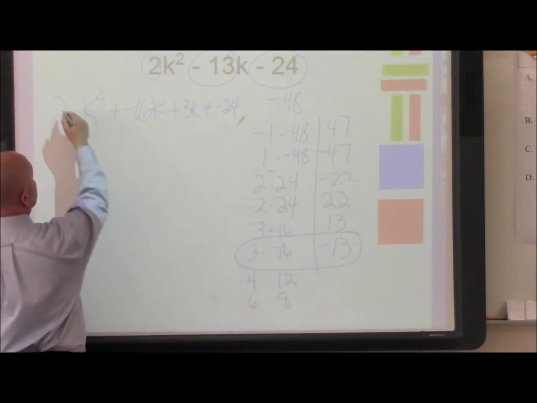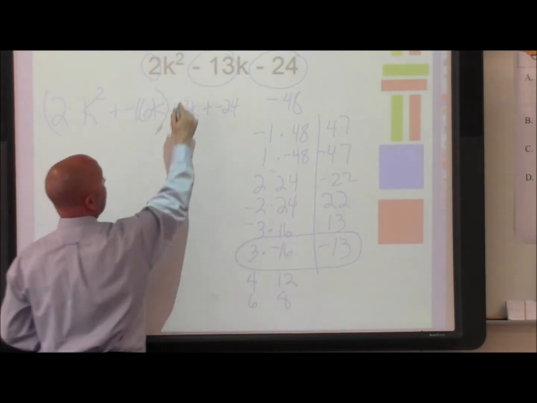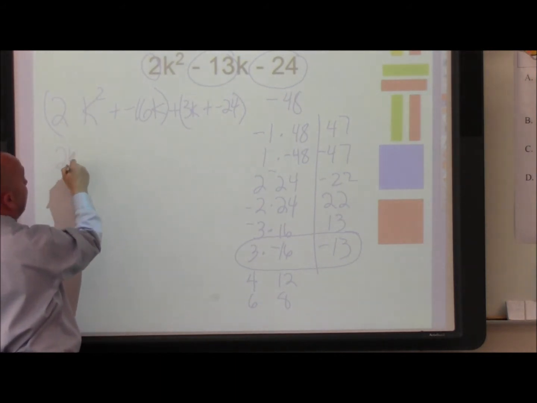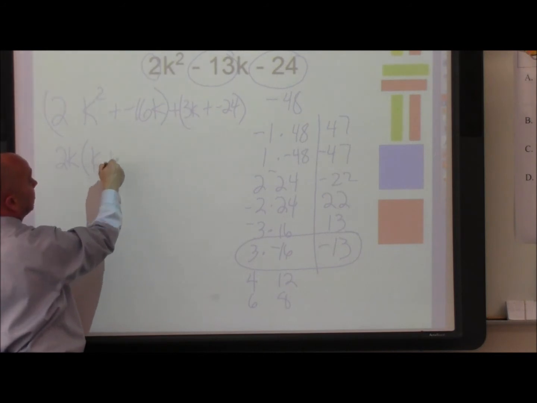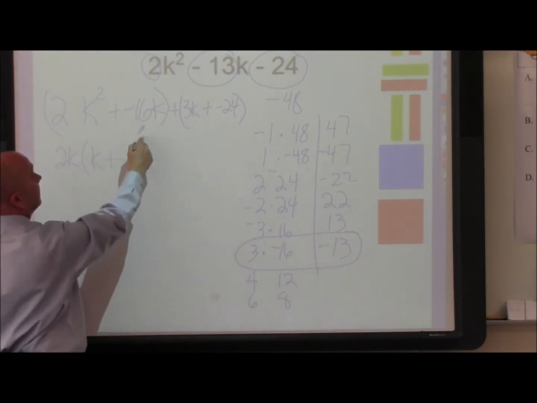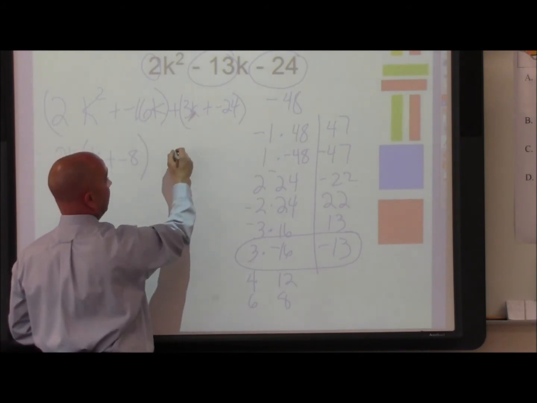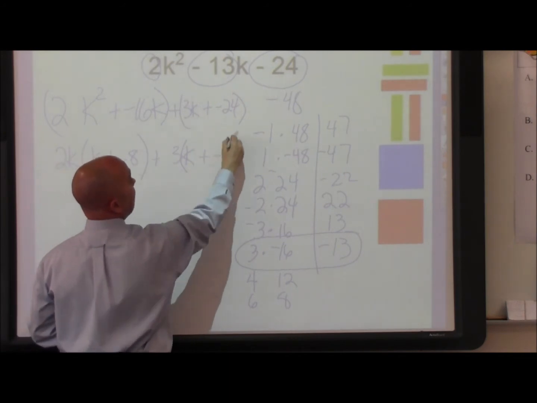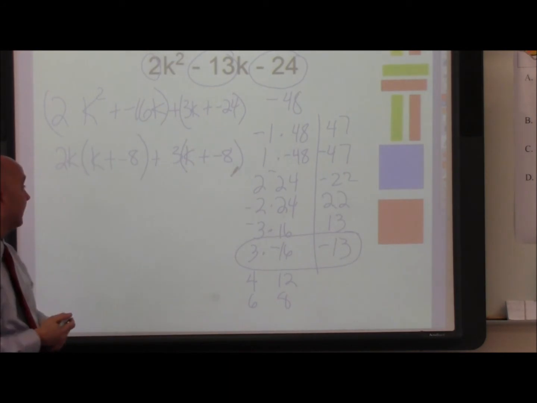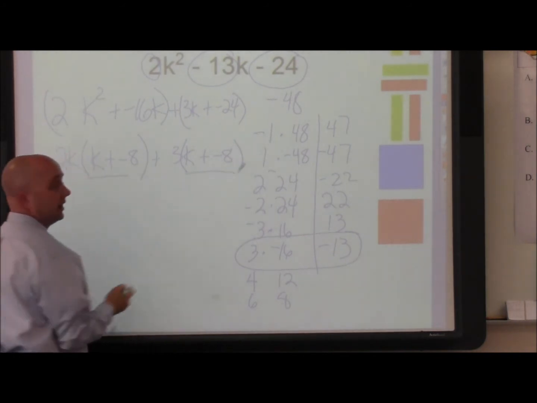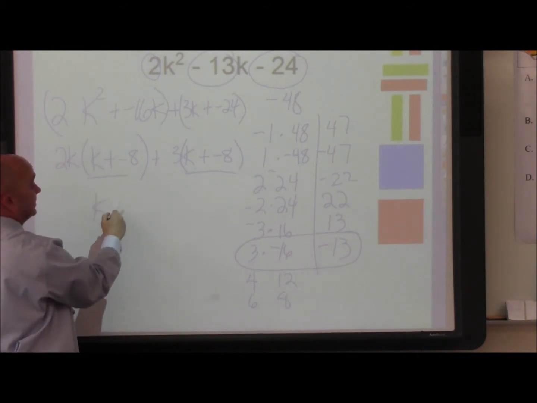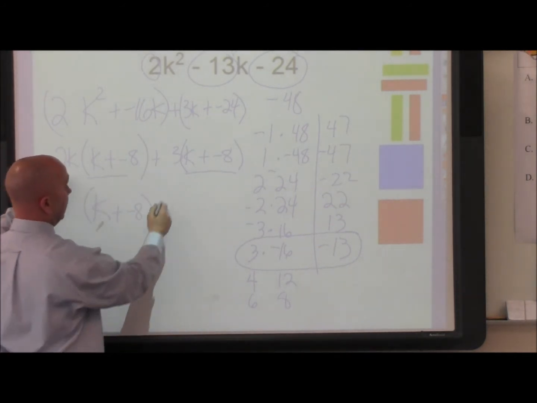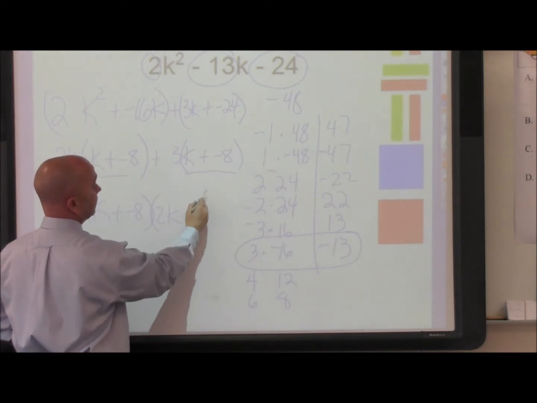Now you can see when I group those, I group these two together and these two together. I can pull a greatest common factor out of this one, which is 2k. And that leaves me with k plus negative 8 here. And then this one, I'll pull out a 3, and that leaves me with k plus negative 8 there. So I'm getting pretty close to done. So now I notice that both of these have a k plus negative 8. So one of my factors is k plus negative 8, or k minus 8 if you'd rather. And the other one is 2k plus 3.